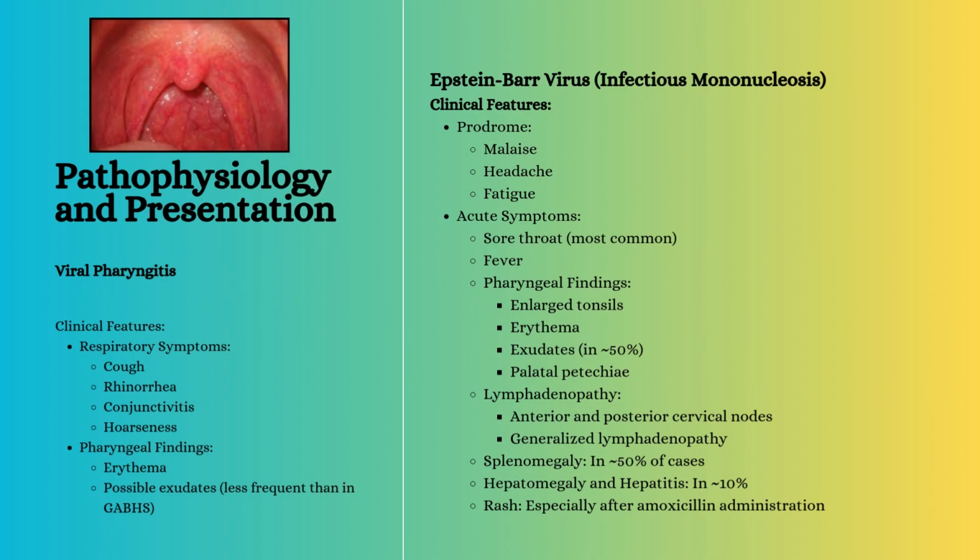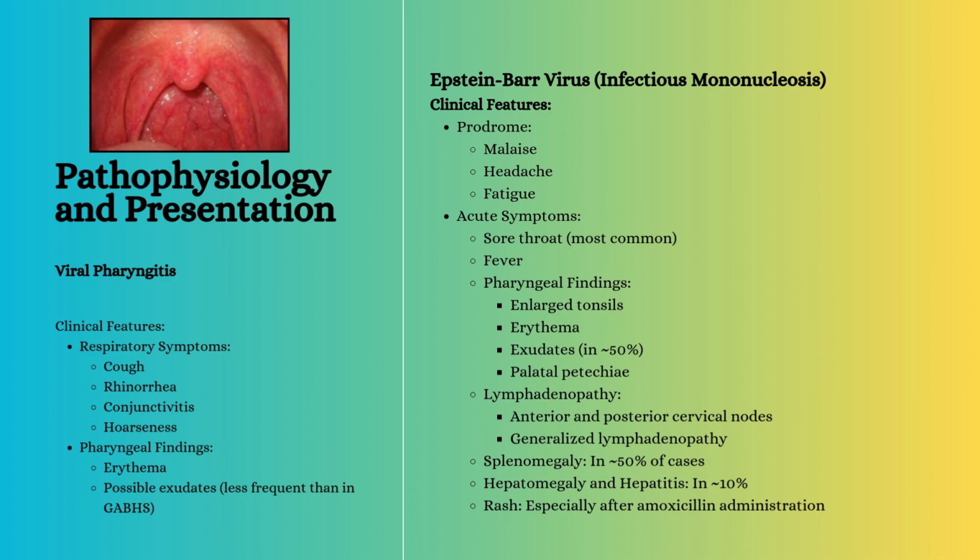Viral pharyngitis. Clinical features: respiratory symptoms: cough, rhinorrhea, conjunctivitis, hoarseness. Pharyngeal findings: erythema, possible exudates, less frequent than in GBHS. Epstein-Barr virus, infectious mononucleosis. Clinical features: prodrome, malaise, headache, fatigue. Acute symptoms: sore throat, most common, fever.